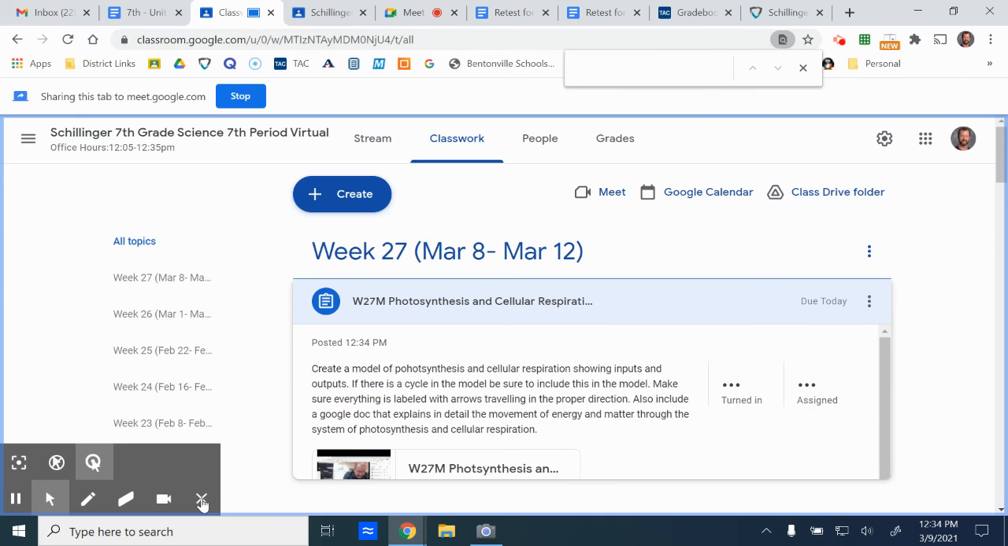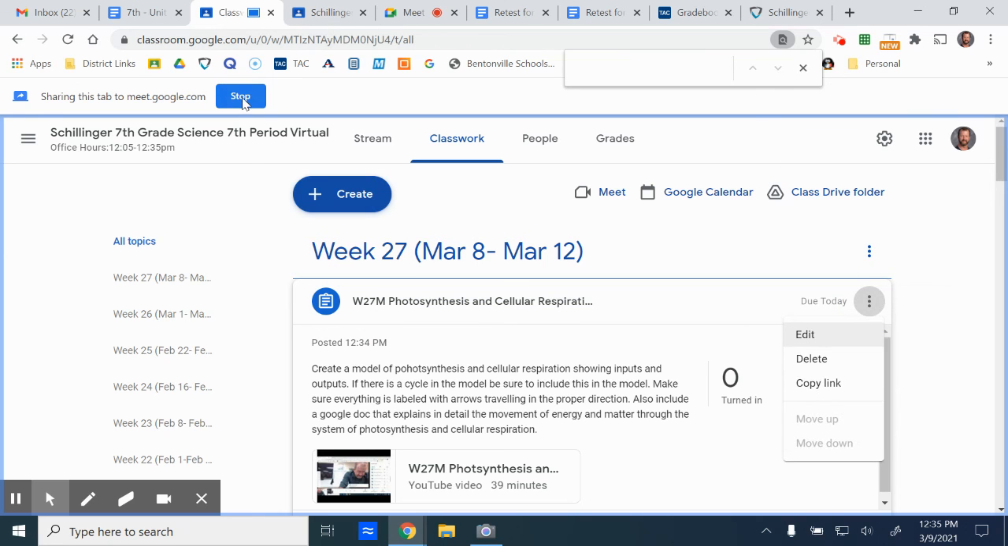It says create a model of photosynthesis and cellular respiration showing inputs and outputs. If there is a cycle in the model, be sure to include this in the model. Make sure everything is labeled with arrows traveling in the proper direction. Also include a Google Doc that explains in detail the movement of energy and matter through the system of photosynthesis and cellular respiration.